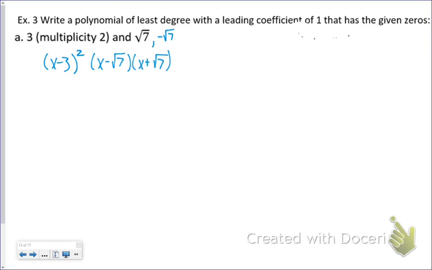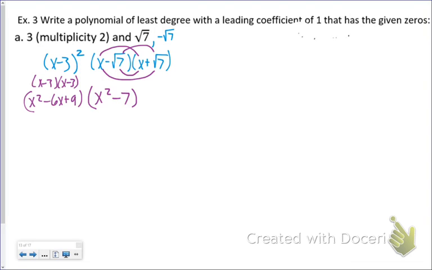What's nice about this is it makes it really easy to FOIL because it's a difference of squares, which means those middle terms are going to cancel each other out, so we don't need to worry about them. So I just need to do x times x, which is x squared, minus root 7 times root 7, which is minus 7. That process, multiplying by the conjugate, is also what we're doing. That terminology you'll probably see going forward as well. It's a strategy that you'll use. And remember, x minus 3 squared is x minus 3 times x minus 3. So FOIL that out and you get x squared minus 6x plus 9.